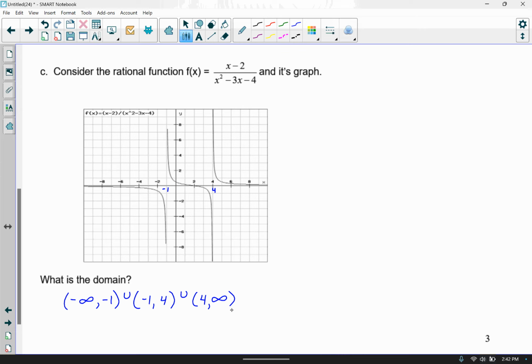Okay, so again, how could we find this algebraically? We would take our denominator, x squared minus 3x minus 4, and say you can't equal 0, because if you equaled 0, you would make me undefined.